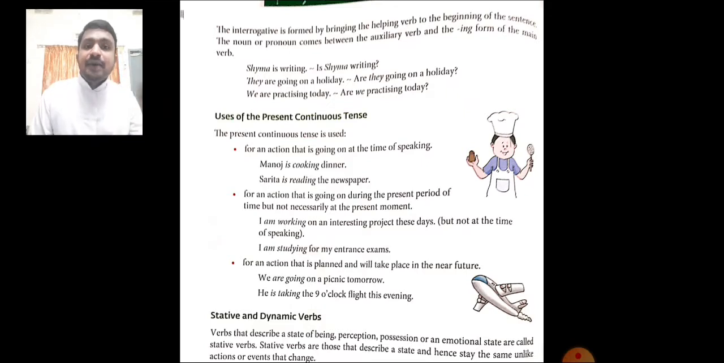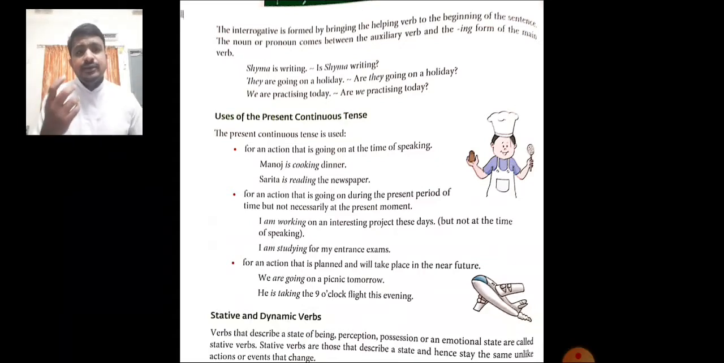I am writing, am I writing, question mark. You are writing, are you writing? Shama is writing, is Shama writing? We are practicing today, are we practicing today? So the question mark is necessary in order to form a question.